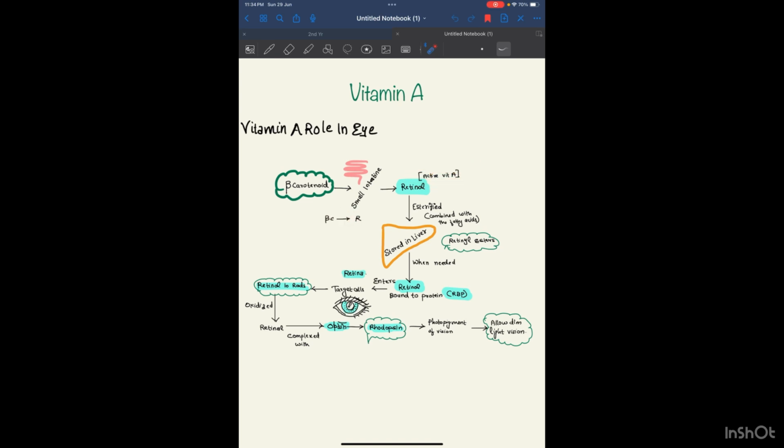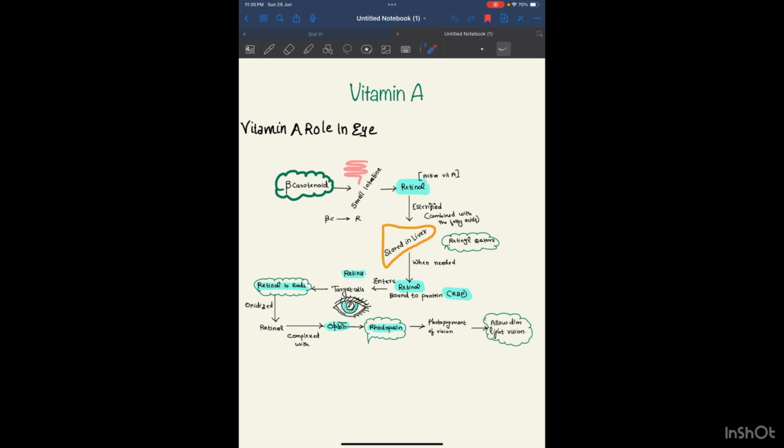After this conversion, the retinol is esterified, that is, combined with fatty acids, and stored in the liver as retinyl esters. And when needed, the mobilization occurs. The retinol is released from the liver and binds to a specific protein called retinol binding protein for safe transport in the blood. The functions in the retina.